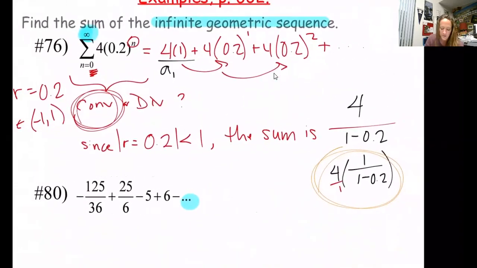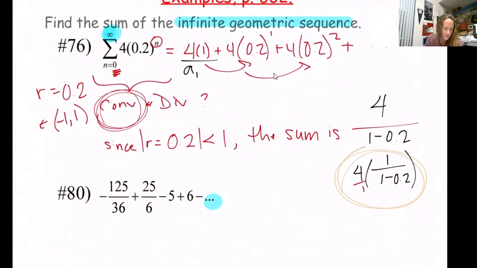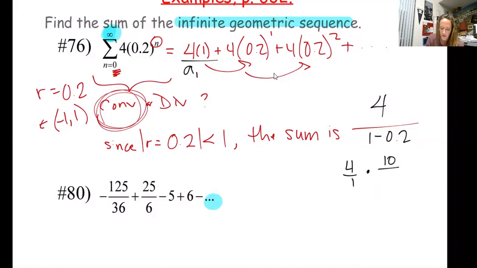Oh, I have a complex fraction right here, because if I go to solve, let me get rid of this book's version of the formula. 1 minus 0.2 is 0.8, but isn't 0.8 the same thing as 8/10, and 8/10 being divided is the same thing as 10/8 being multiplied? That's going to end up being 5.